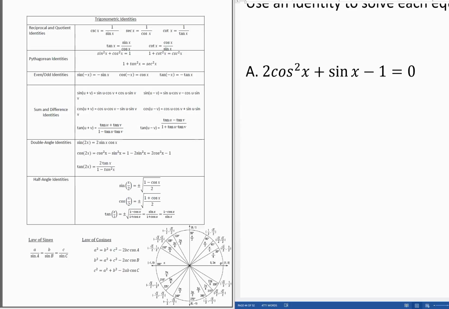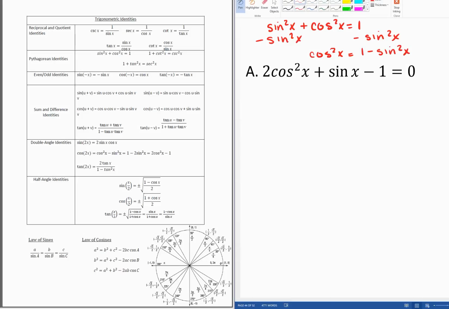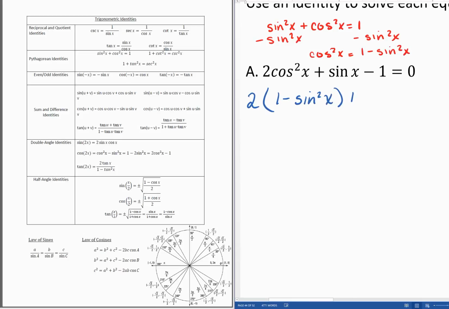factor. Now we can use our Pythagorean identity, so we know that sine squared of x plus cosine squared of x equals 1. Well, if we solve for cosine squared of x, so we subtract sine squared of x from both sides, we would have that cosine squared of x equals 1 minus sine squared of x. So we're going to plug that in for cosine squared of x. That makes this equation 2 times 1 minus sine squared of x, plus sine of x minus 1 equals 0.